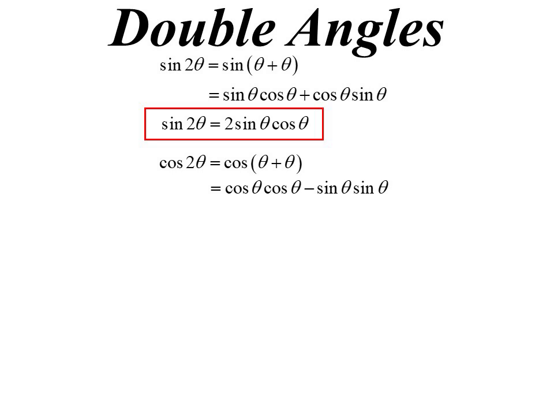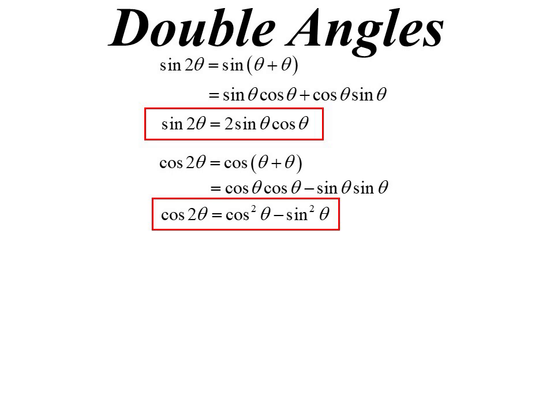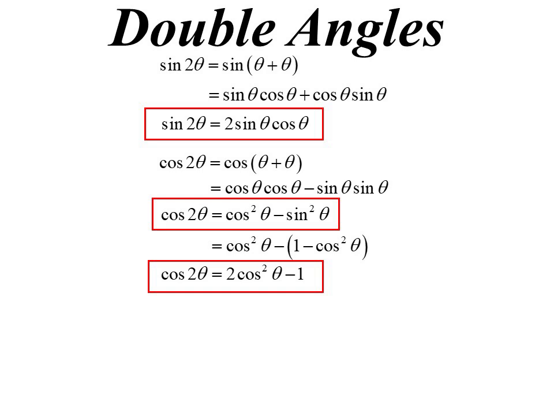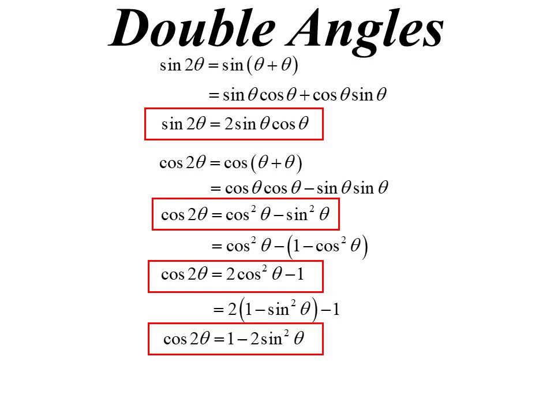Cos 2 theta is a little bit more interesting though, because when we go cos cos sine sine, which creates cos squared minus sine squared, but we also have other identities that could change that. See, I could change the sine squared to 1 minus cos squared. And rewriting that, I get that it's 2 cos squared minus 1. If instead I substitute in for cos squared, so 1 minus sine squared, we could rewrite it, and there's a third way of doing it.